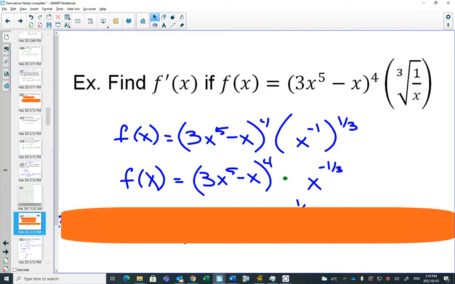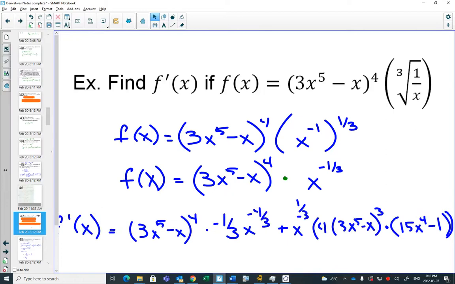Now, I've got a green dot there. Now it's a product rule. Product rule says keep one the same. Multiply by the derivative of the second one. This is a 4. Plus, keep the second one the same. Multiply by the derivative of the first one. And when you do the derivative of the first one, it's a chain rule.